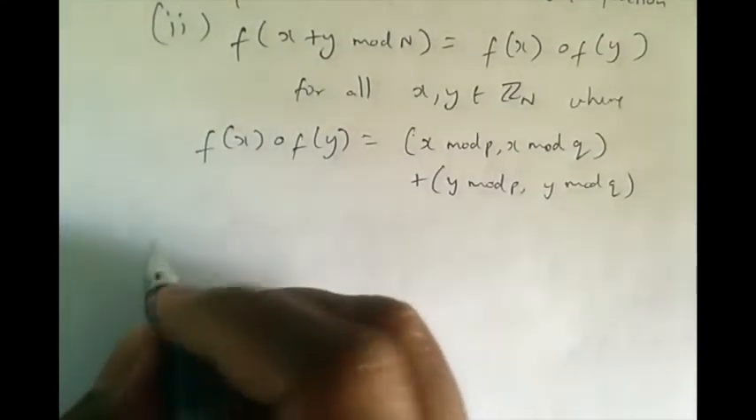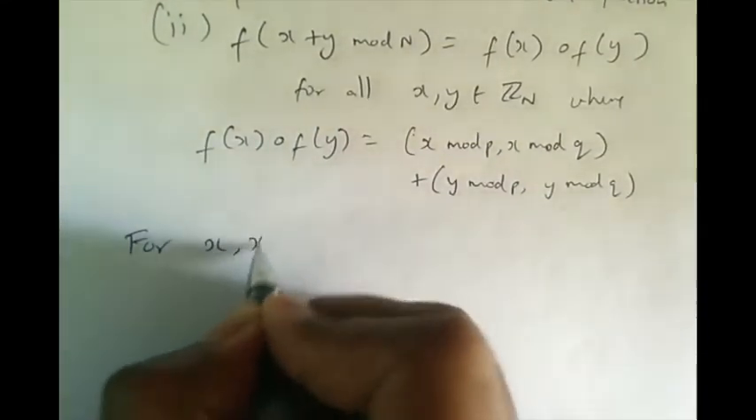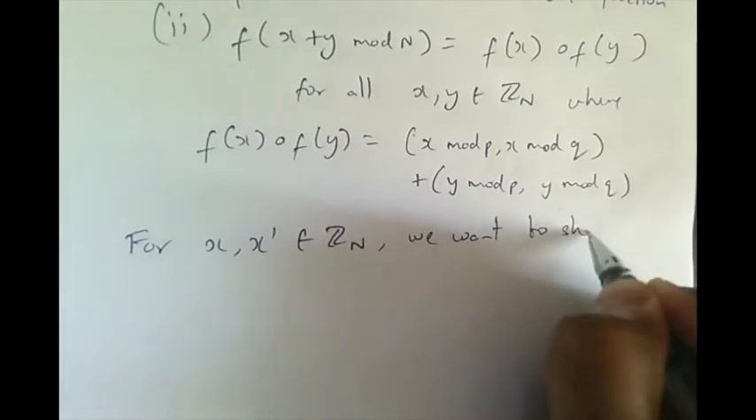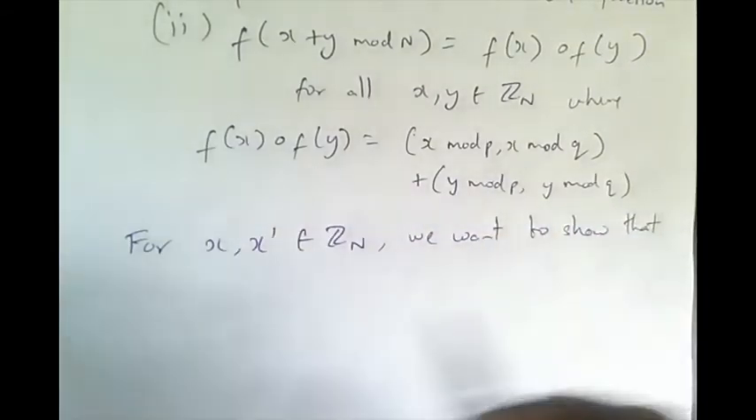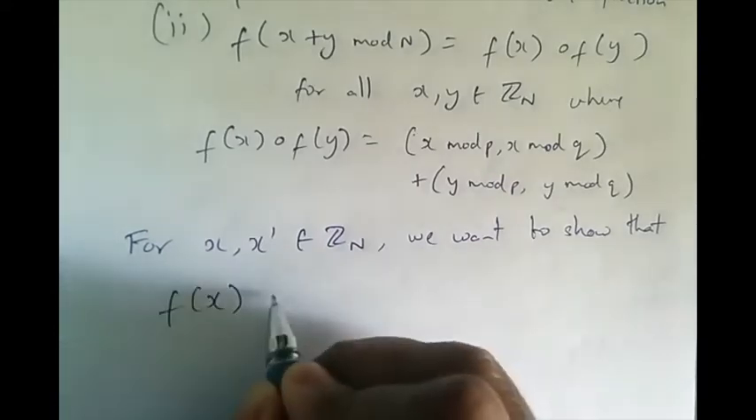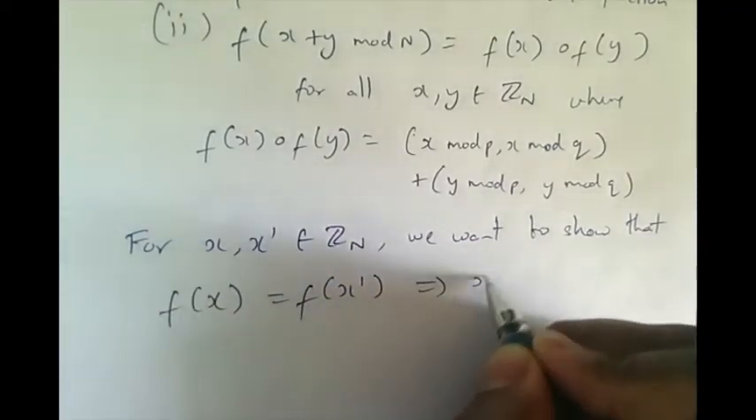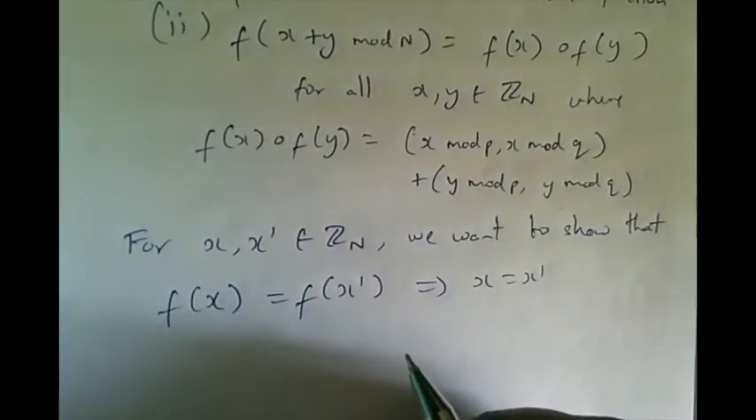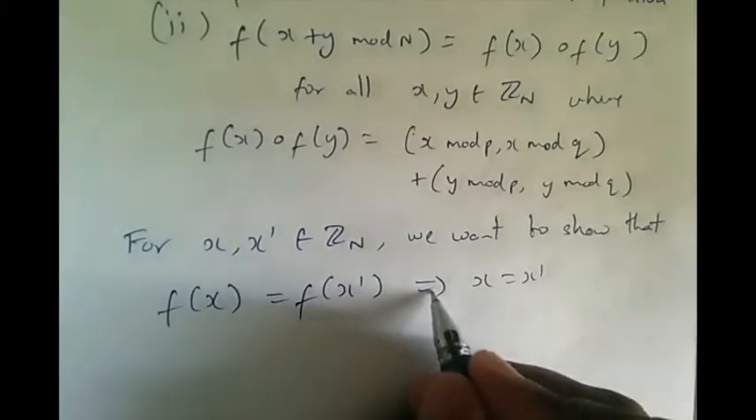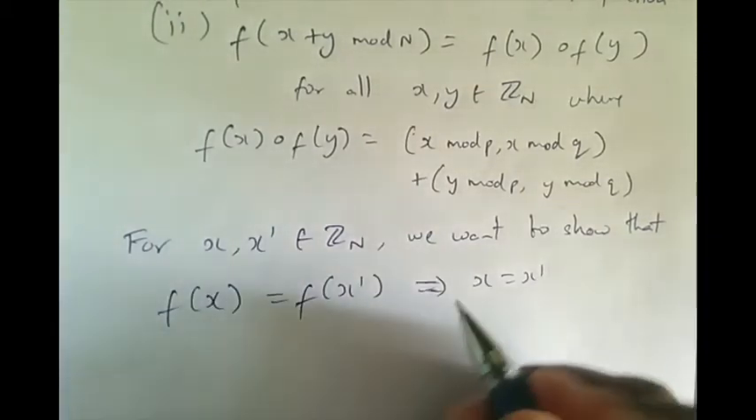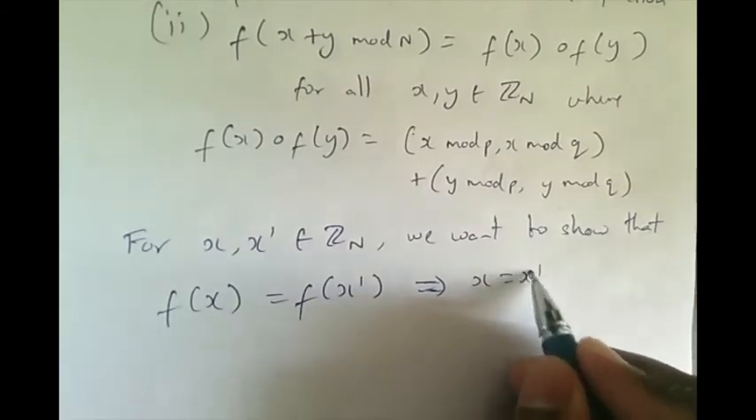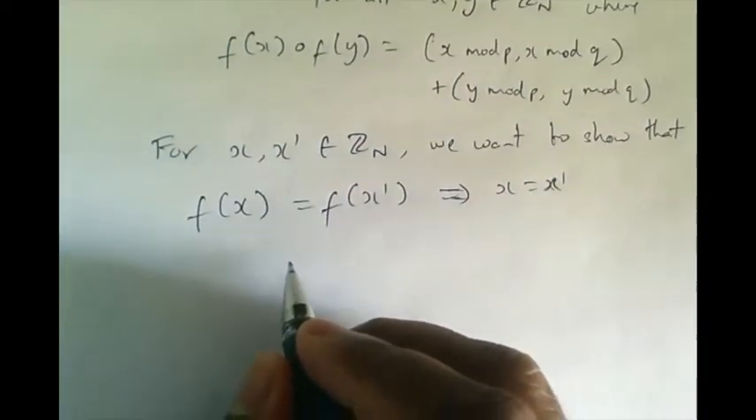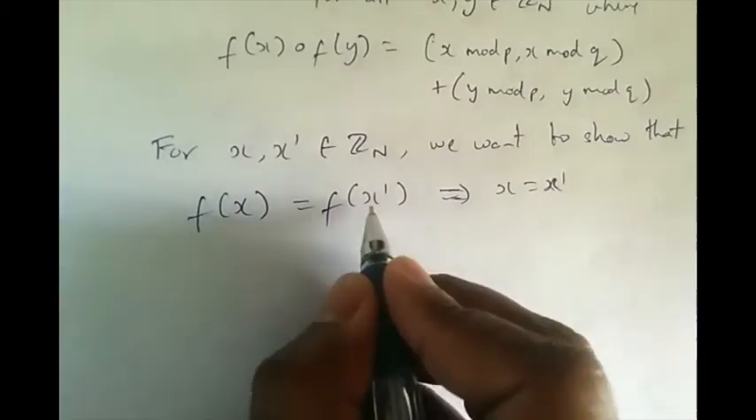So we want to show that for x and x prime in Zn, f of x equals f of x prime implies x equals x prime. So if the images with respect to this function f are equal, then the pre-images have to be equal. That is, the arguments had to be equal in the first place. Okay, so let's consider this. So what is f of x and what is f of x prime?